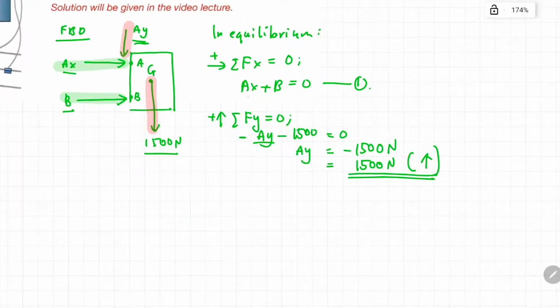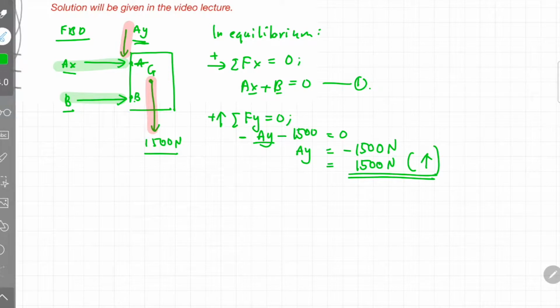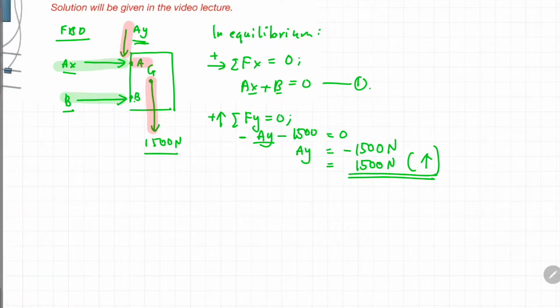Now we still have two unknowns, which are AX and B. So we cannot solve it again. If we cannot solve it in the X direction, we cannot solve it in the Y direction either. So we try to solve it using the moment equation. If you look here, there are 3 points: point A, point B, point G. Which point has the most forces acting on it? The tip is, if a point has the most forces, you choose the moment at that particular point. In this case, it will be point A, so that we can cancel out many forces. That's the tip in solving the equilibrium condition for moment.